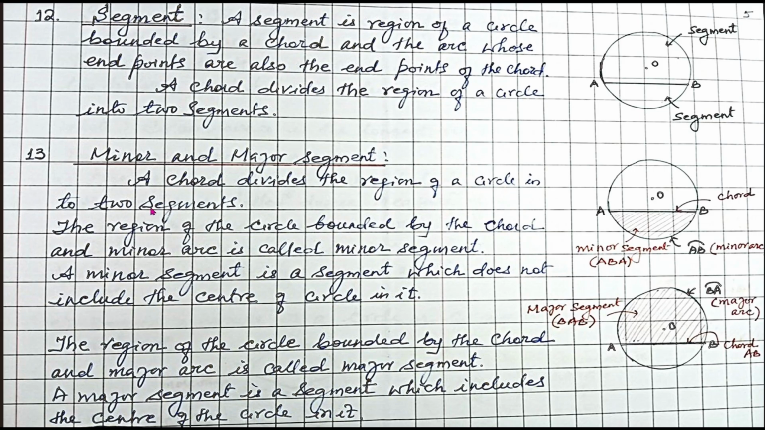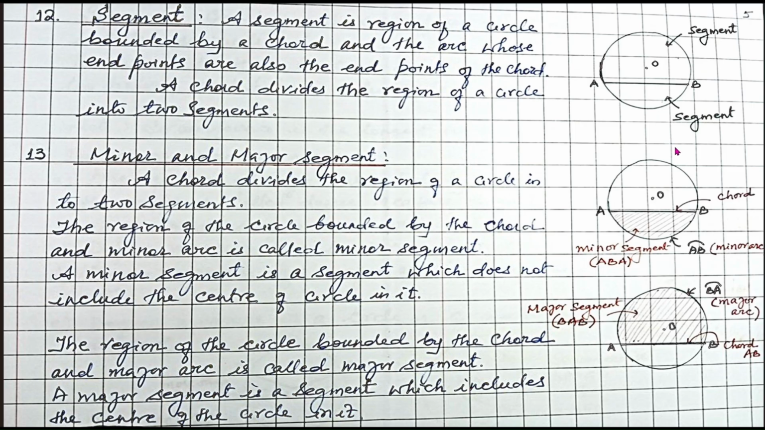A chord divides the region of a circle into two segments. The region of a circle bounded by the chord and minor arc is called the minor segment. A minor segment is a segment which does not include the center of the circle in it. The region of the circle bounded by the chord and major arc is called the major segment. A major segment is a segment which includes the center of the circle in it.